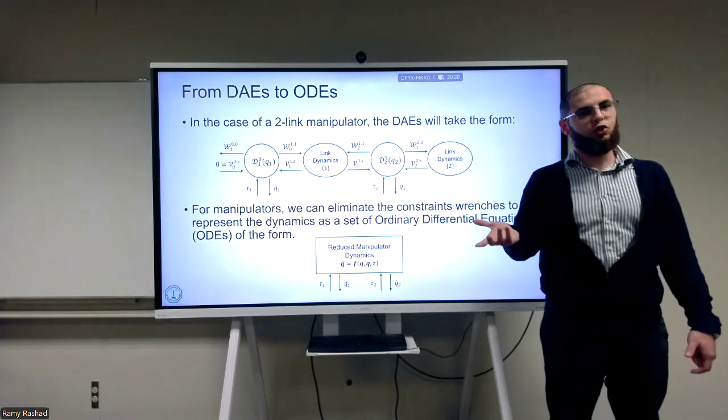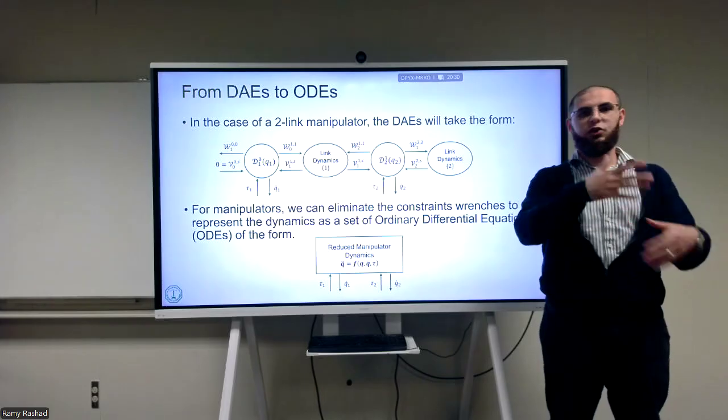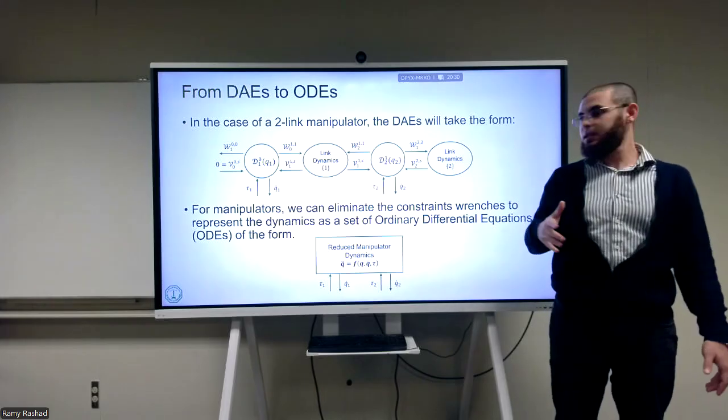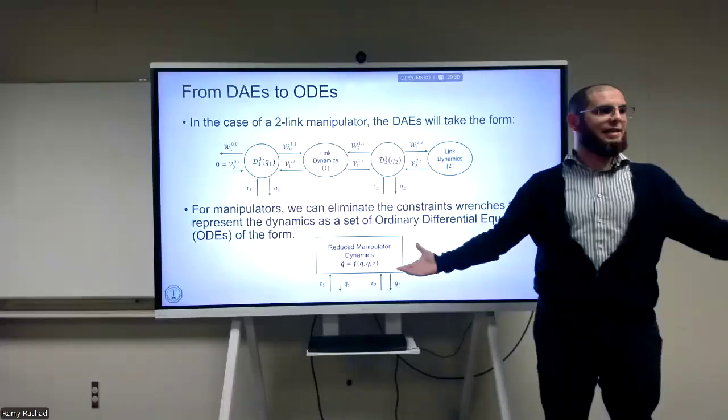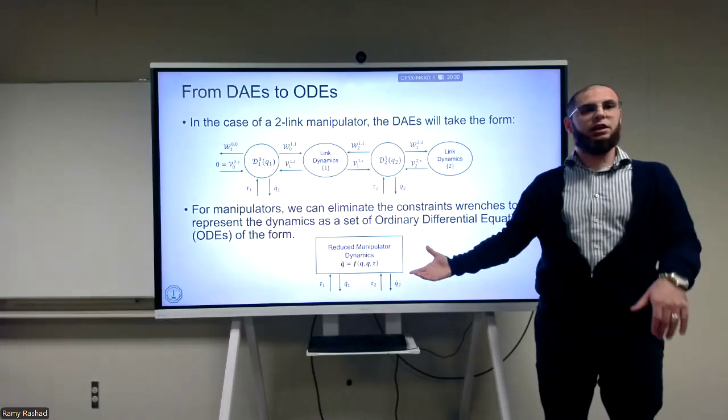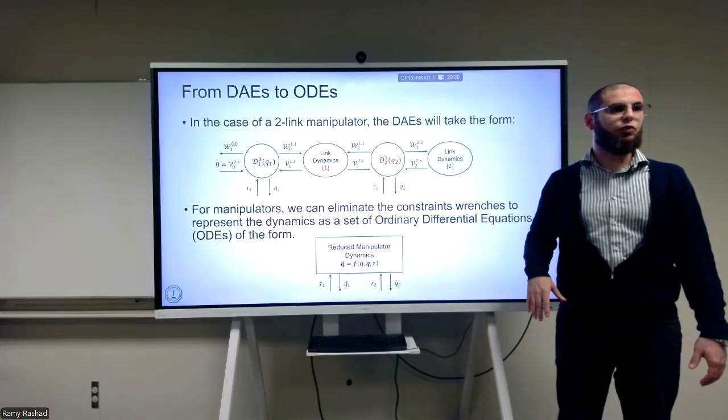When you want to design a controller, for example, using Lyapunov analysis, or whatever your favorite method is, your starting point is the state space, which is a first order ODE, and this is what we need to do.